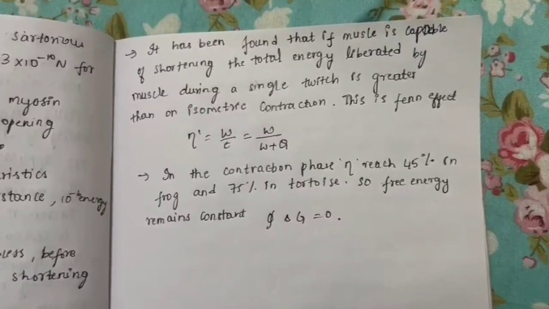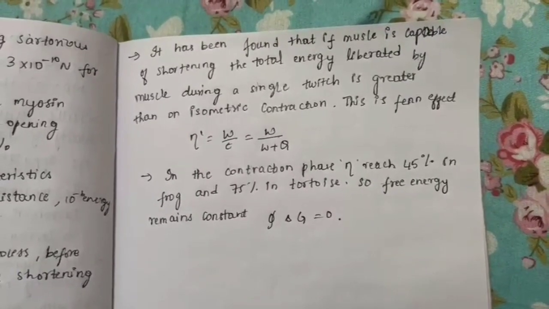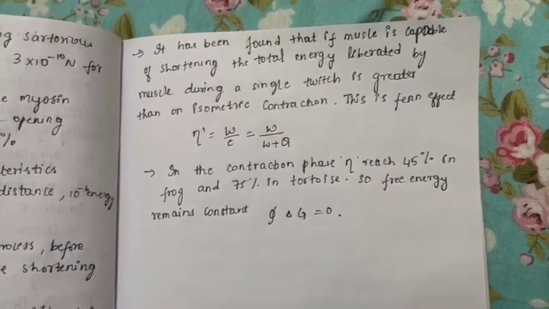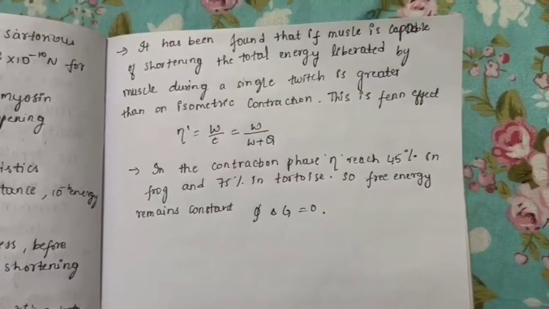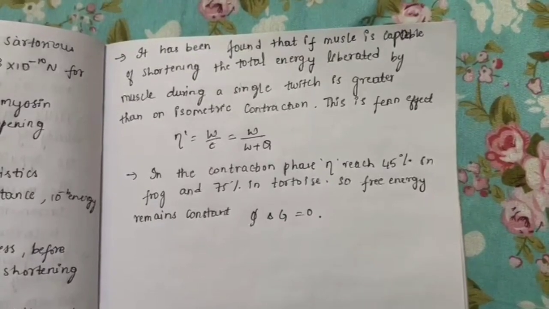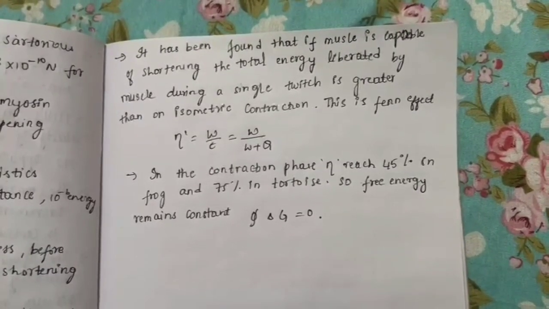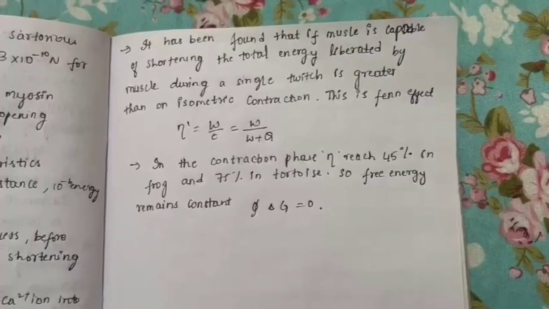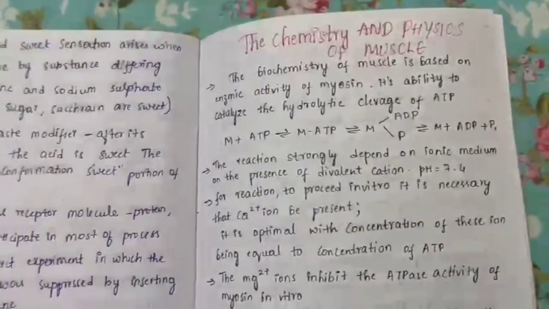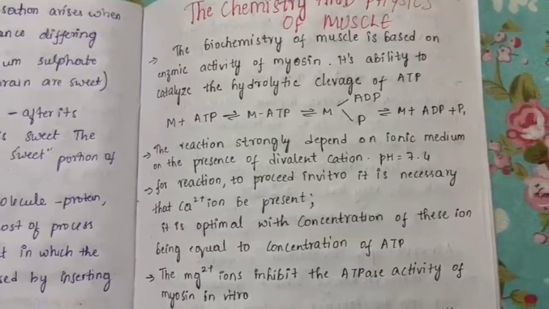This is the Fenn effect. The efficiency eta equals W by E, equals W by W plus Q. The efficiency of contraction reaches 45% in the frog and 75% in the turtle, so free energy remains constant, so delta G equals 0. So this is all about the chemistry and the physics of the muscles. Thank you.